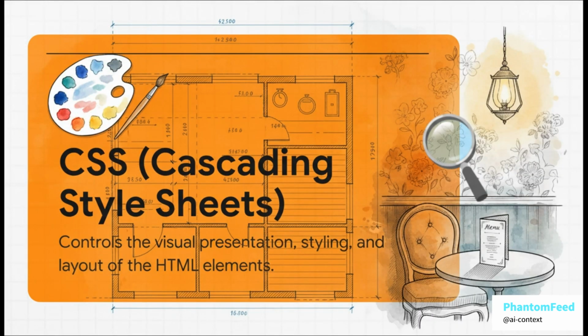Okay, but a skeleton isn't very inviting, is it? That's where CSS comes in. If HTML is the architect, CSS is the interior designer. It takes that raw structure and makes it look good. CSS is what chooses the paint color for the walls, picks the font for the menu, and sets the mood with the right lighting. It's all about the look and feel, the whole vibe of our digital dining room.